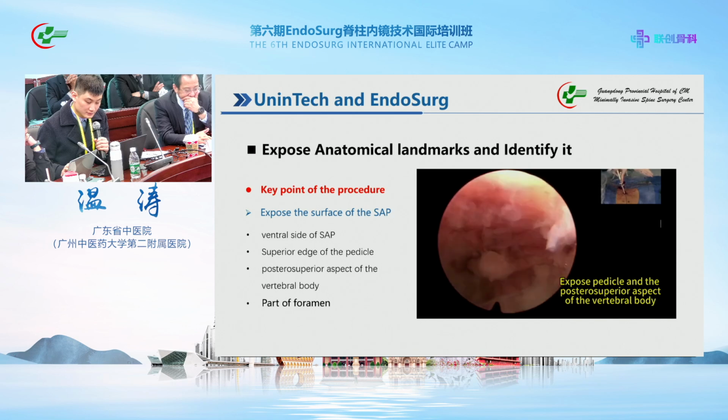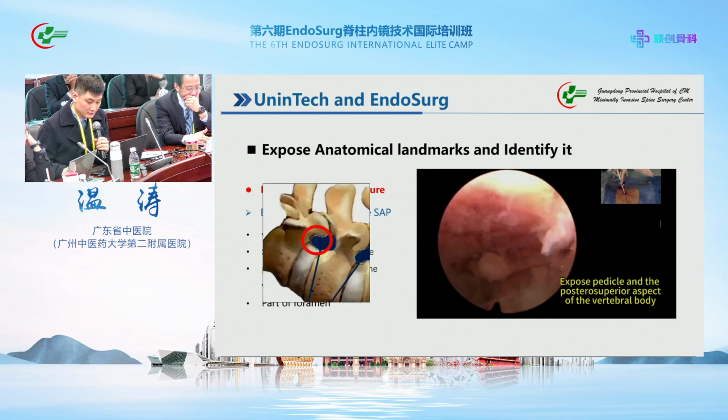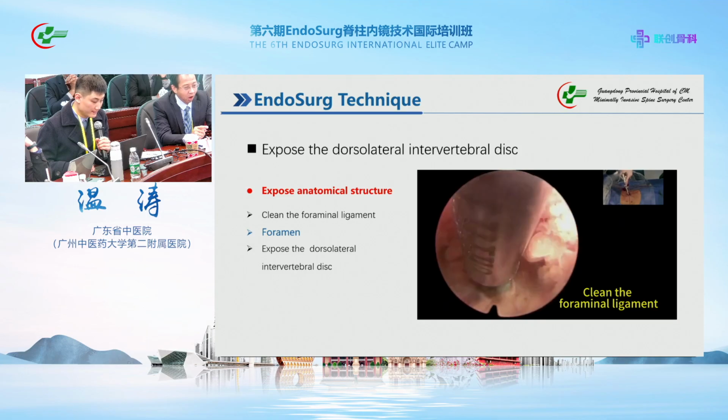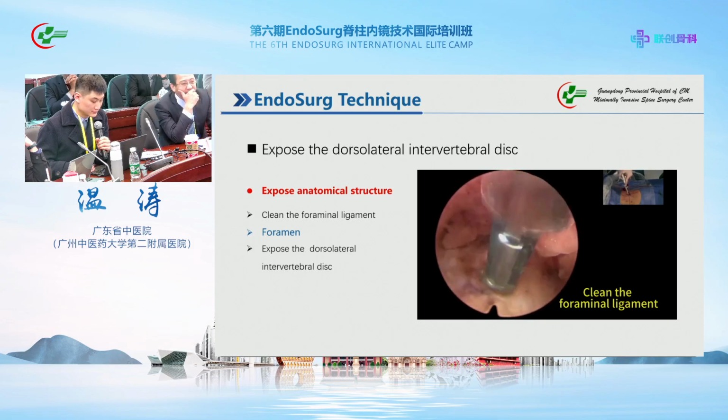Now you can see the round yellow-red round here is the anatomic landmarks. We need to identify it by using the RF probe to clean the soft tissue and expose this bony structure. And then we clean the foraminal ligament and expose the dorsolateral intervertebral disc. As you can see, the RF probe is touching the intervertebral disc here.